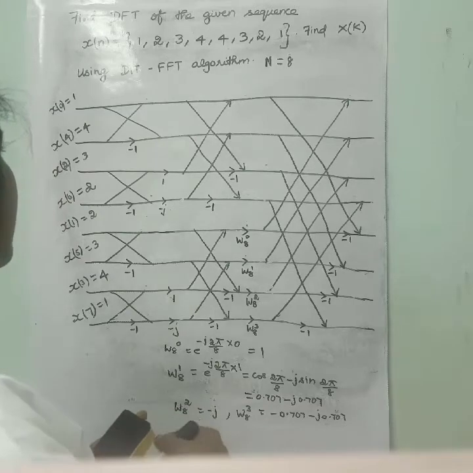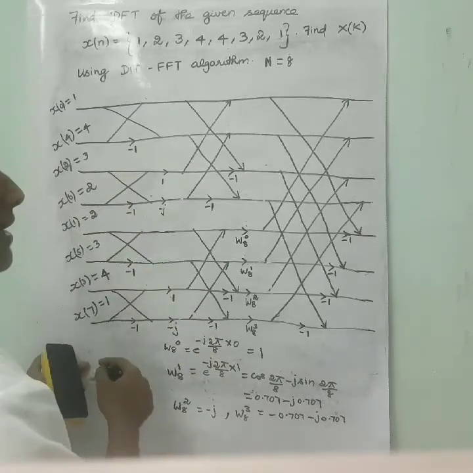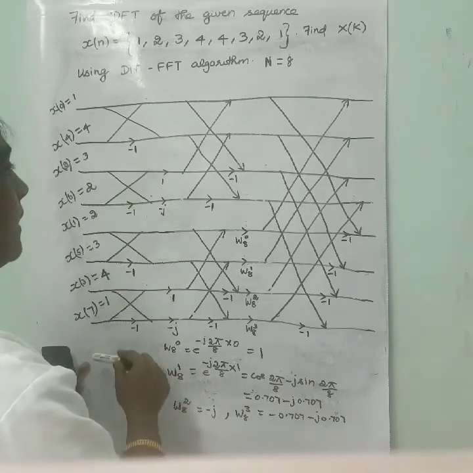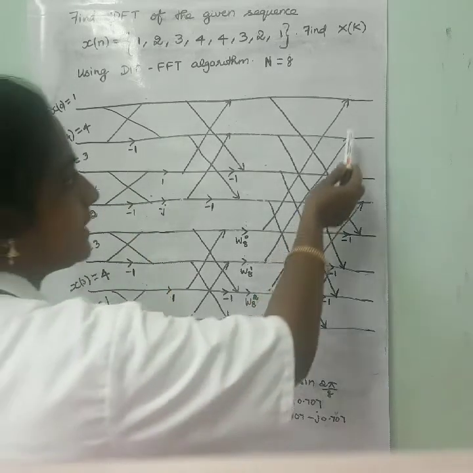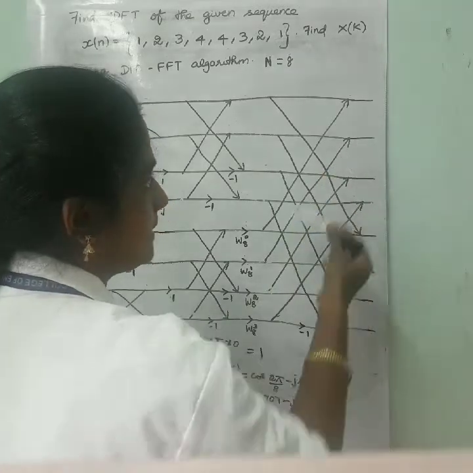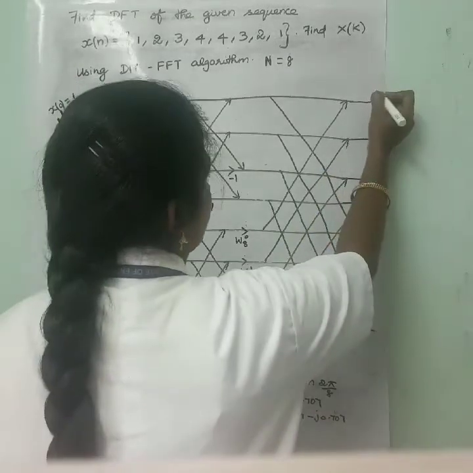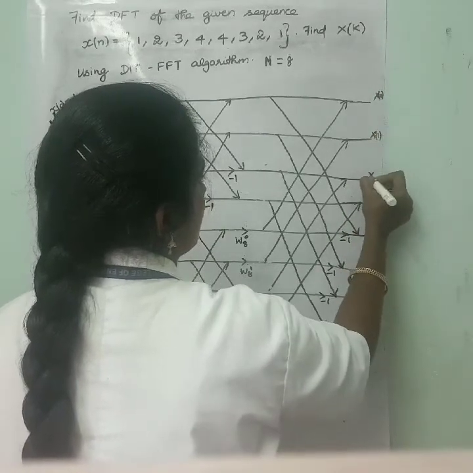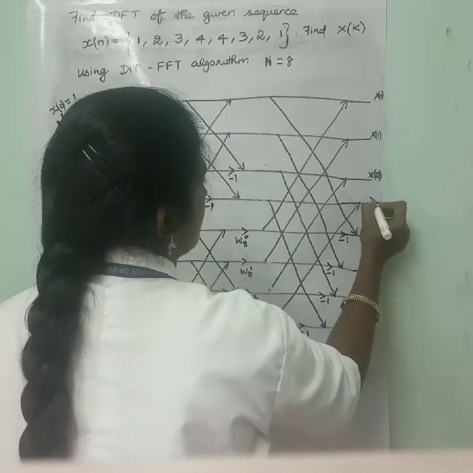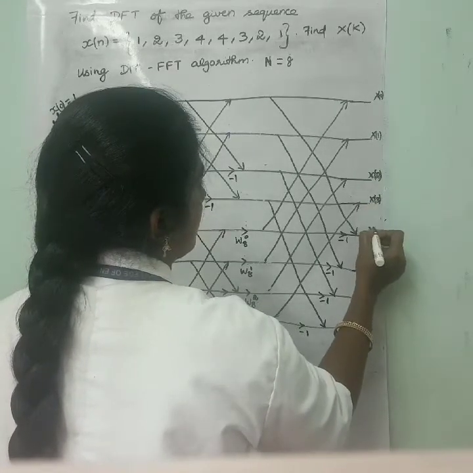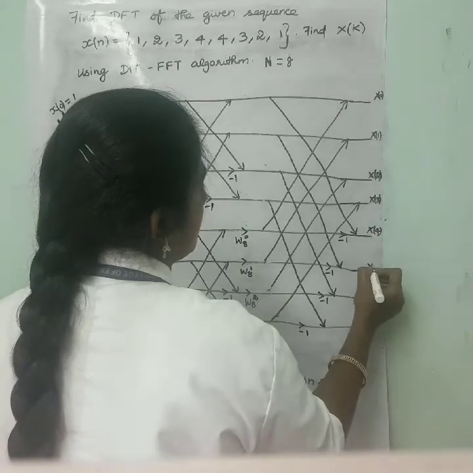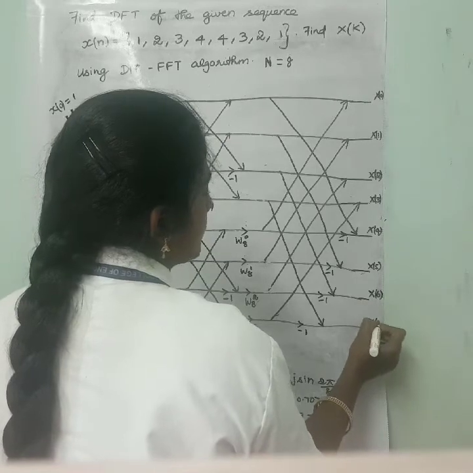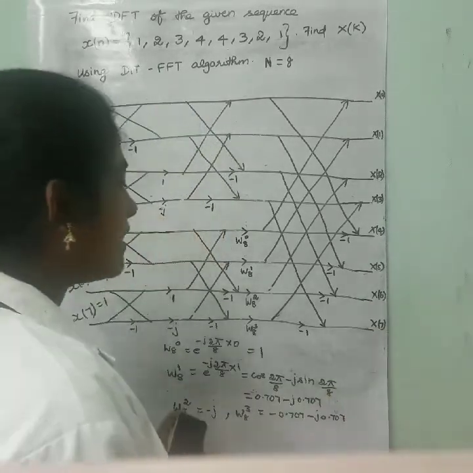Here we will take the input in bit reversal order, that is, first the even values we will take, then we will take the odd values. The output will be taken in the normal order, that is x of 0, x of 1, x of 2, x of 3, x of 4, x of 5, x of 6, x of 7. So the output will be in the normal order.